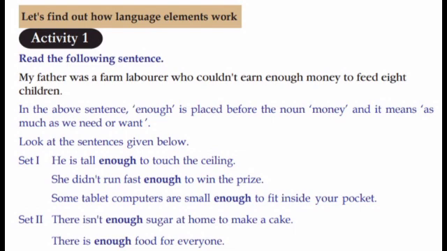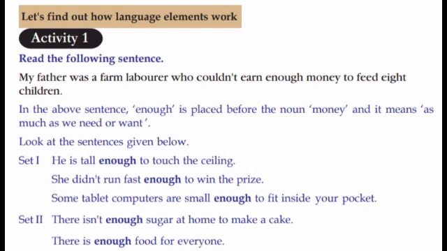Next one, some tablet computers are small enough. Here, tablet computers are noun and small is the word which describes the noun tablet computers. So, small is an adjective. Children, words which describe a noun or pronoun are called adjectives, and the word which describes a verb or action word is called an adverb. So, in the first set, tall and small are adjectives and fast is an adverb.